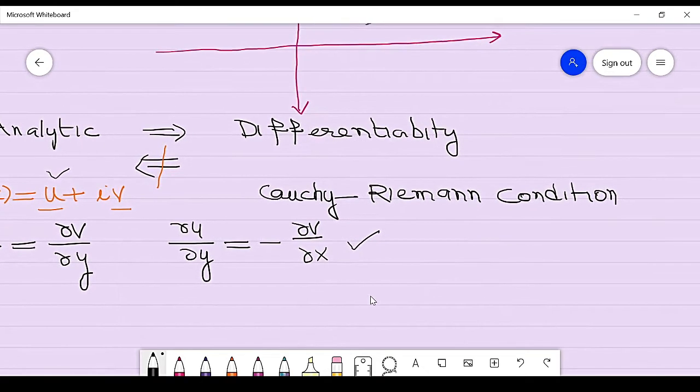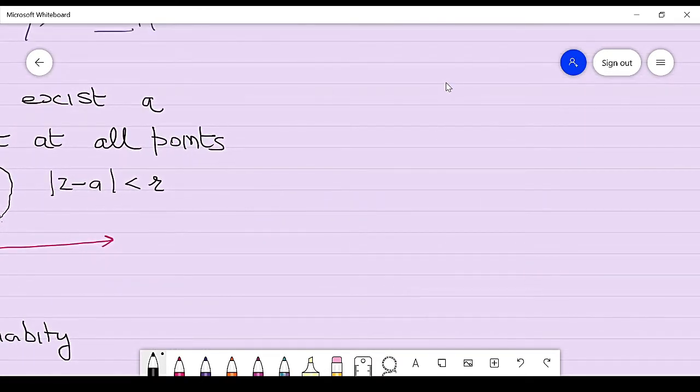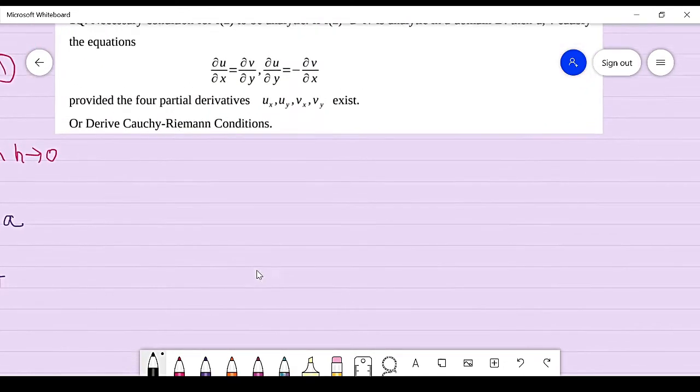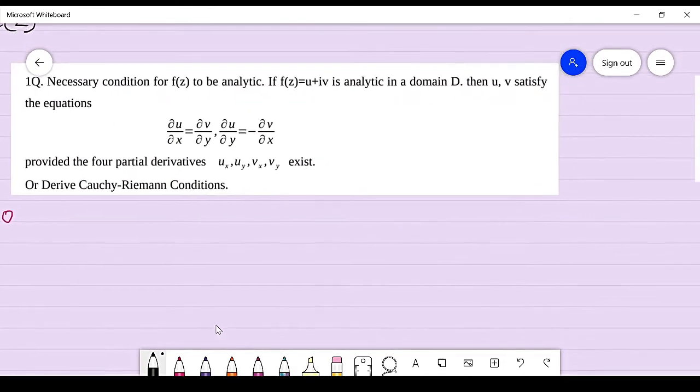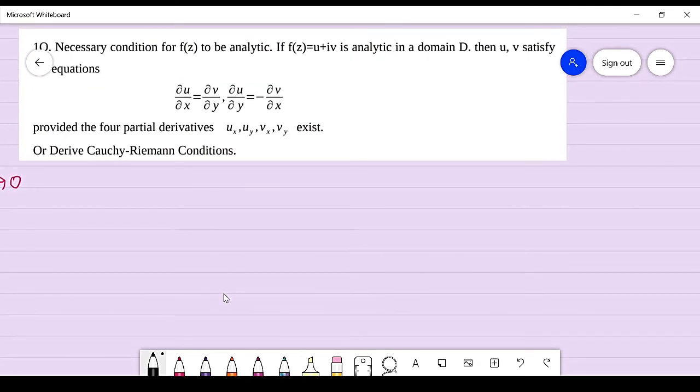This is just our idea about what is the Cauchy-Riemann condition. Now we are going to prove a very important result, which is a necessary condition for f(z) to be analytic. If f(z) = u + iv is analytic in domain D, then u and v satisfy the equations ∂u/∂x = ∂v/∂y and ∂u/∂y = −∂v/∂x, provided the four partial derivatives ux, uy, vx, vy exist.